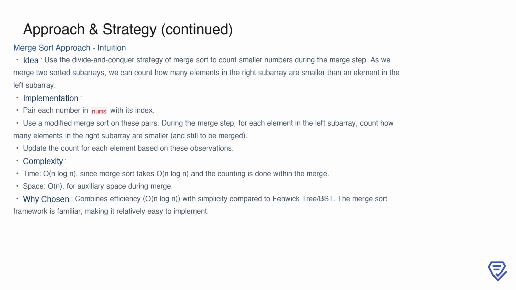During the merge step, we compare elements from the two subarrays and update the count for the elements in the left subarray whenever we detect smaller elements from the right. This method is both efficient, with a time complexity of O(n log n), and relatively simple to implement, as it builds on the familiar framework of merge sort. Its combination of efficiency and simplicity makes it the preferred choice among the approaches considered.